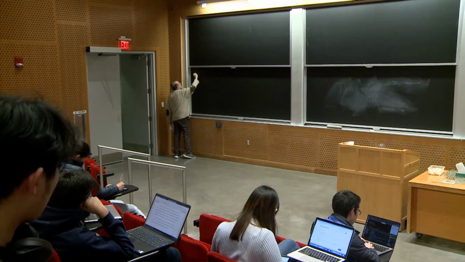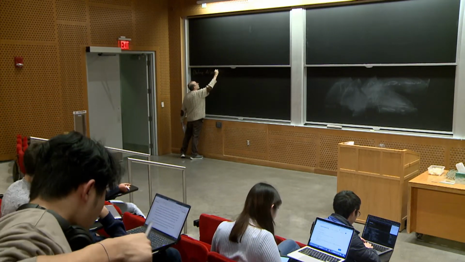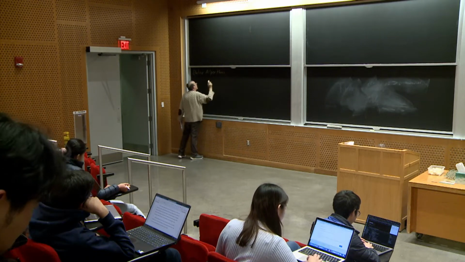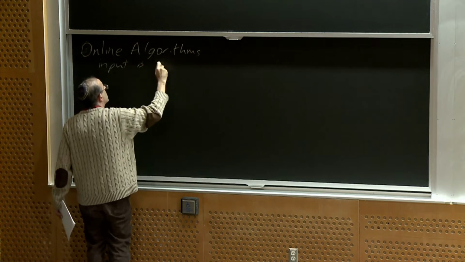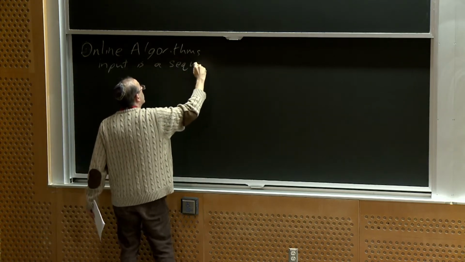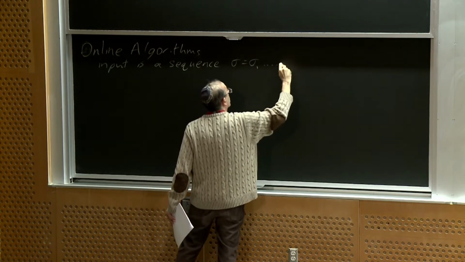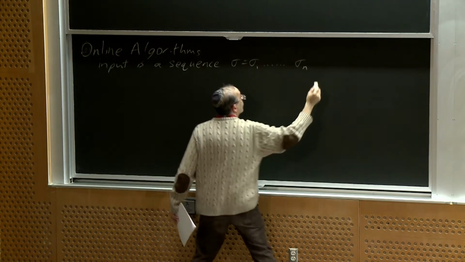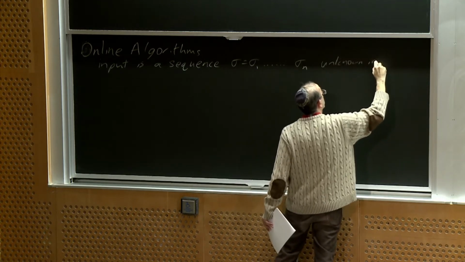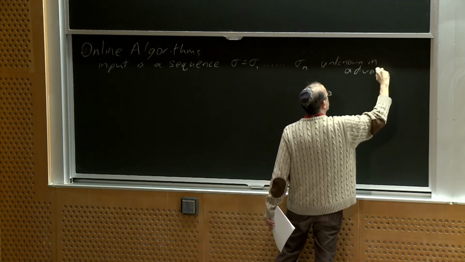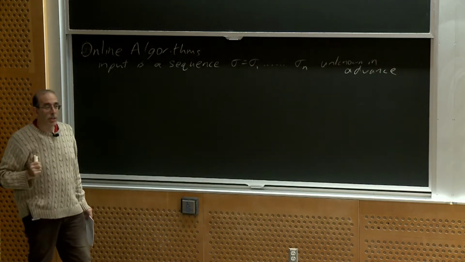So this is online algorithms. And the model here is that the input is a sequence, sigma, which is unknown in advance. And that often includes n being unknown. You don't know how long the sequence is going to be.